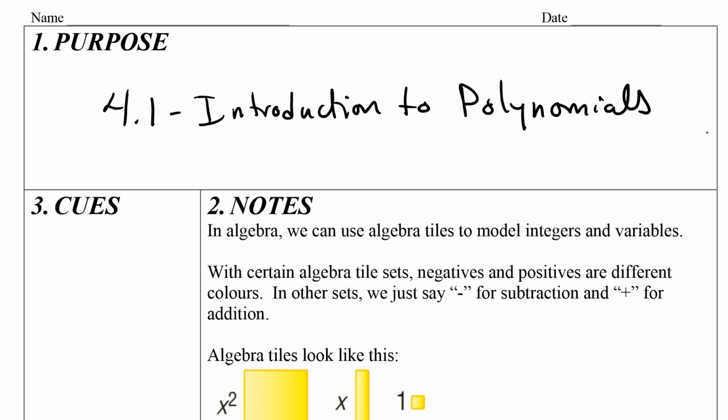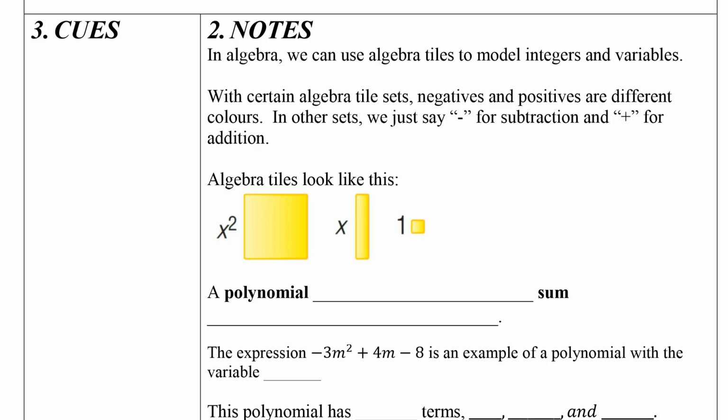This is a pretty text-heavy set of notes, so I'll be doing a lot of reading, but I'll also be drawing and highlighting things that are important. So in algebra, we use algebra tiles to help model integers, which are our numbers, positive and negative, no decimals or fractions, and variables. So this would be our letters X, Y, Q. And remember, the X, Y, and Q are kind of like stand-ins for a whole bunch of different numbers. So X can represent any number, really.